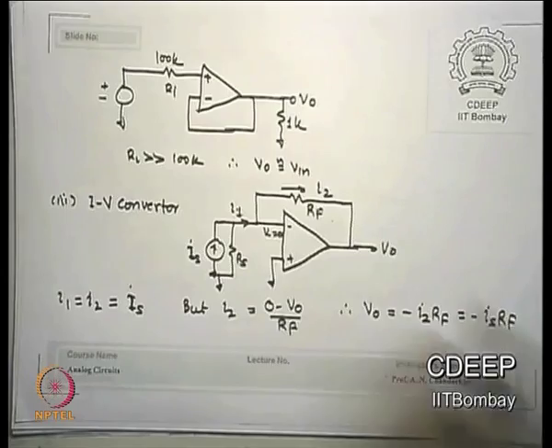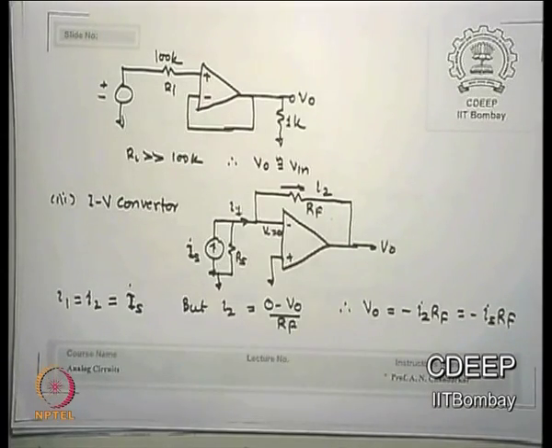So now you get the full Vin across it. Is that clear? Now if you wish, you can further boost it by R2 by R1 if you need. The first stage must be a voltage follower. Is that okay?